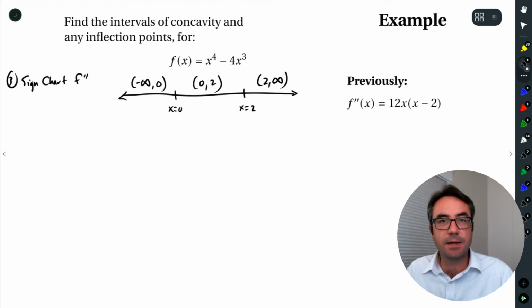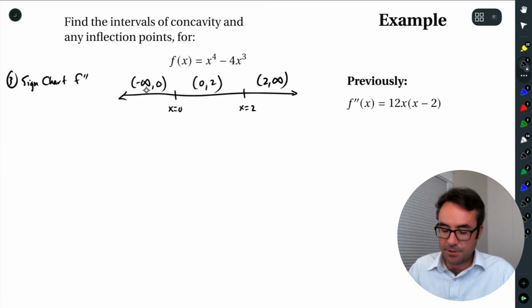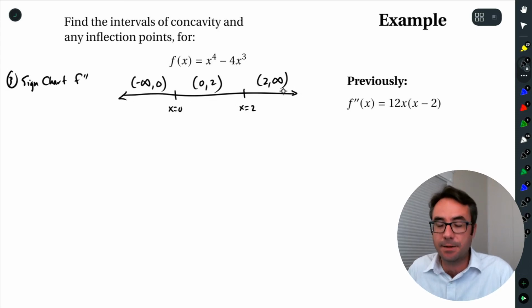So we're just setting up our sign chart here. And the first step of that is to draw in our domain. This is the domain of our original function. It's all real numbers, so we're representing it as a number line. Plot the 2 values we found from before, so those are the possible inflection numbers. And then figure out what the intervals are.